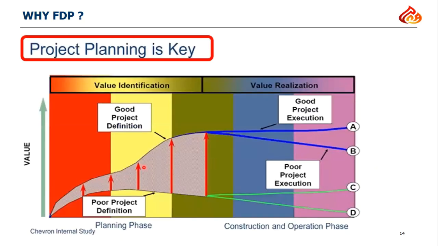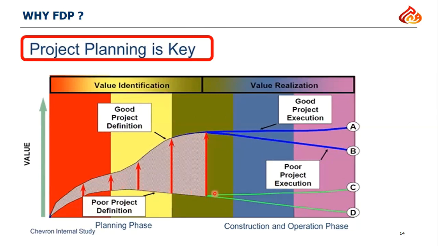Like this figure, it's a little bit tricky, but as I said, the project itself has two phases: planning phase and execution phase. So we have four options. Poor planning and poor execution, so I will reach a very minimum value. Or I have poor planning but good execution, so I will reach point C. Or I have good planning and poor execution, so I will reach point B. So the value is high, but I can reach more if I have good planning and good execution. So the planning, or field development planning, is a key factor to reach a very high value from our project.